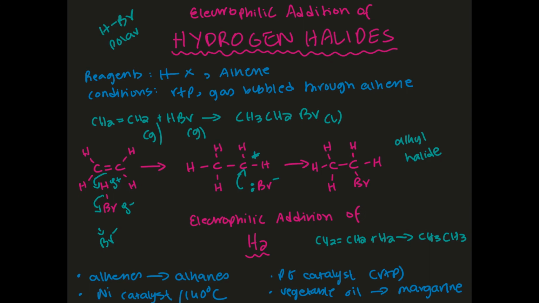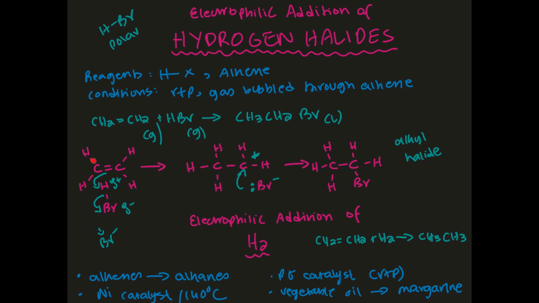Now we're going to be discussing the electrophilic addition of hydrogen halides. So for this, the reagents will be a hydrogen halide and an alkene, and the conditions will be that it's at room temperature and the gas will be bubbled through the alkene, the gas being the hydrogen halide. So this is the general equation. The alkene is reacting with HBr in this case, but you can use any other hydrogen halide to give you an alkyl halide.